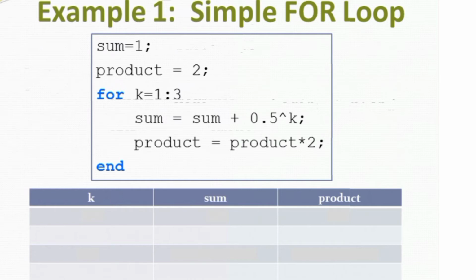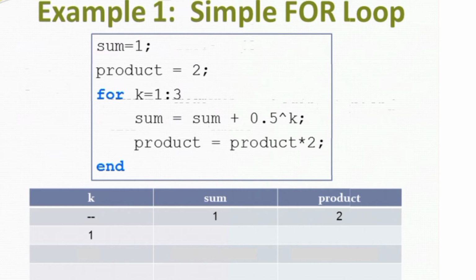So let's go through and take a look at what happens here. To start off with, the value of k is nothing, our value of sum is 1, and our value of product is 2. So those are basically going through those first 2 statements there in the code. Now we enter the loop, which means our k variable takes on the value of 1.